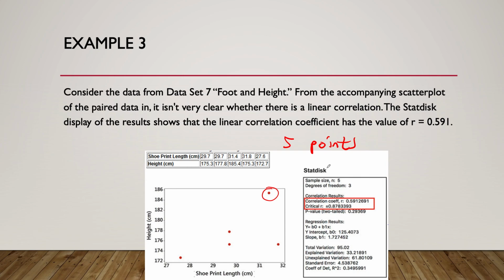And a StatDisk display of the results shows that the linear correlation coefficient has a value of about 0.5912691. So this would be a moderate relationship based upon that correlation coefficient. But even despite that, you can't really see a clear line being drawn between these points.